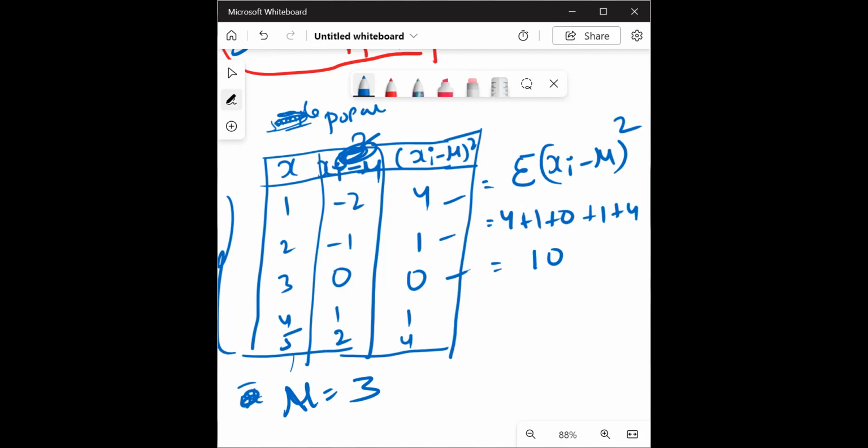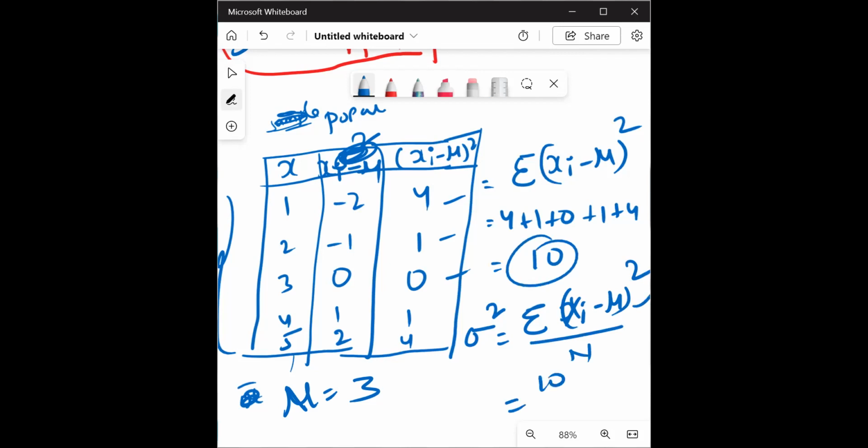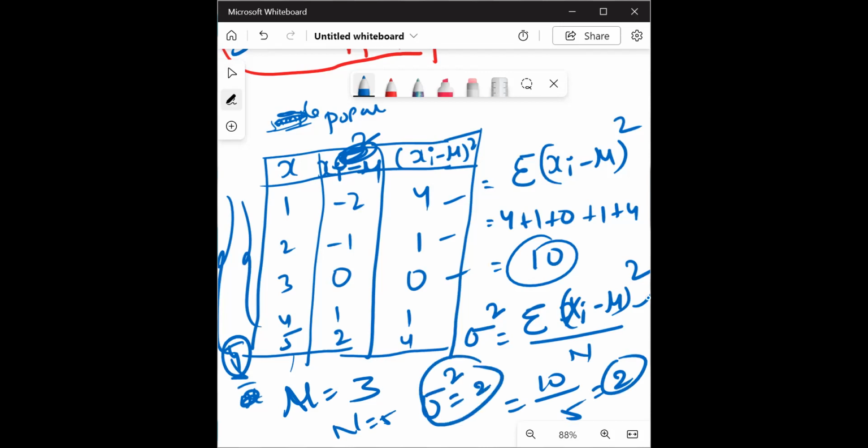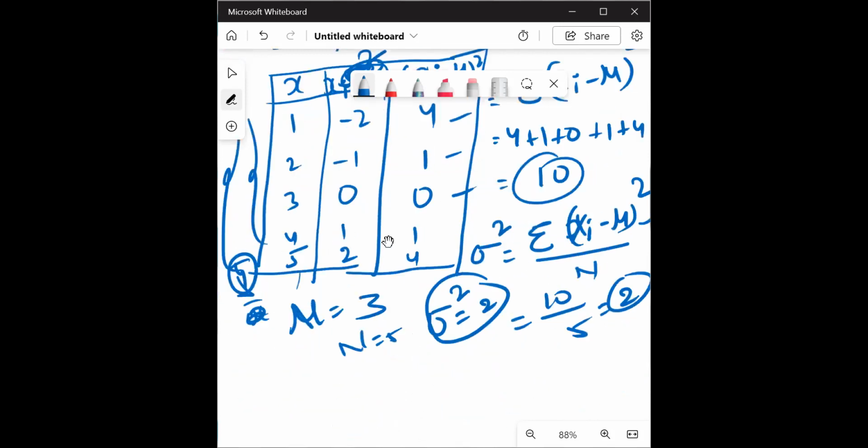Okay. So now the formula for the variance is sum of xi minus mean whole square by n. So the value of this one is 10. And how many elements do we have? It's a 5, right? So 5. My n value is 5. So 10 by 5, it is 2. So here my variance is 2. Okay. So this is the way you can calculate it.